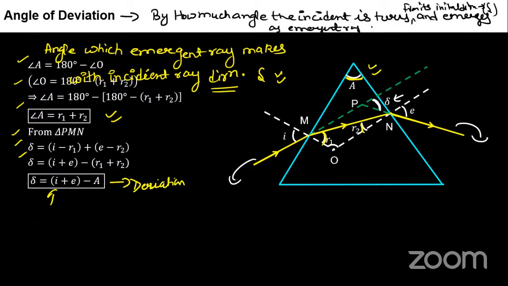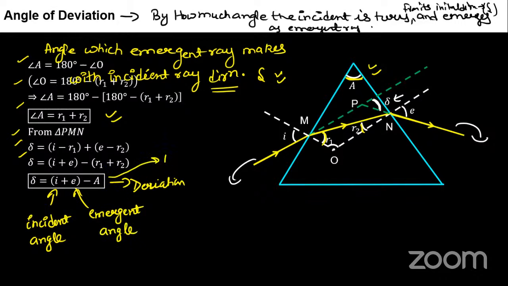This is the incident angle, and this is the emergent angle, the angle which the emergent ray coming outside of this prism makes with the normal. This is our apex angle of the prism. So this is the delta value which you are getting. This shows the deviation angle.